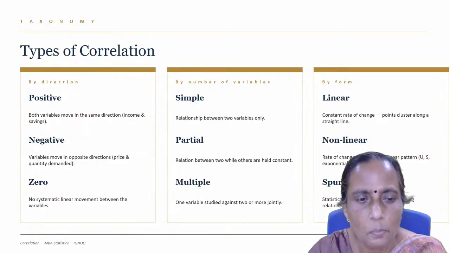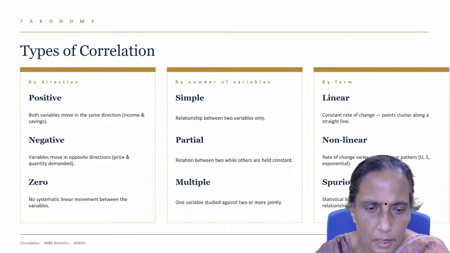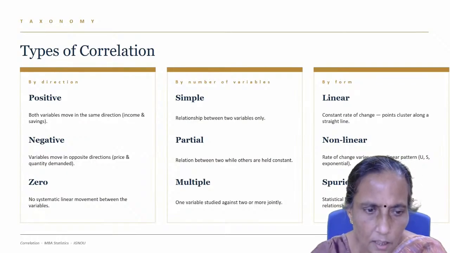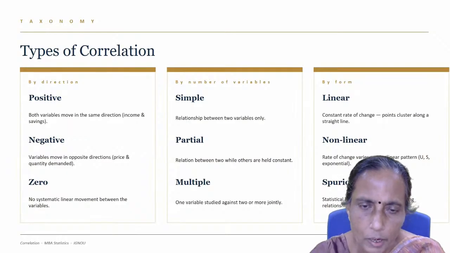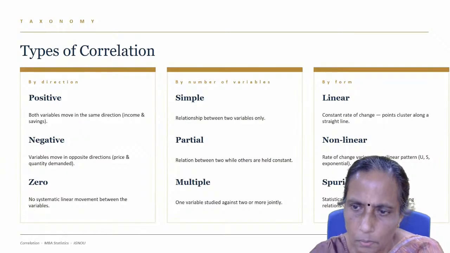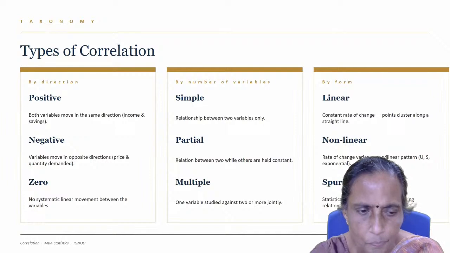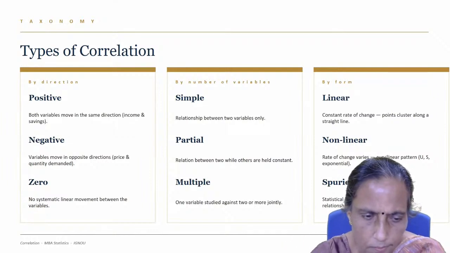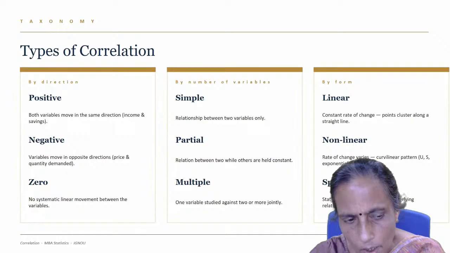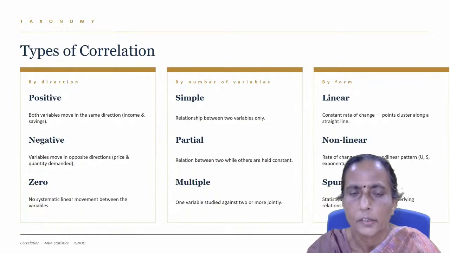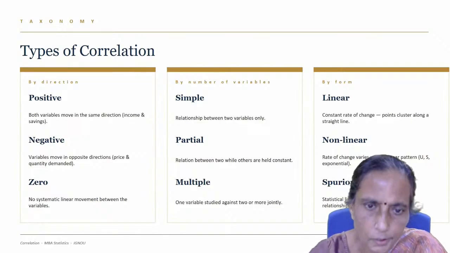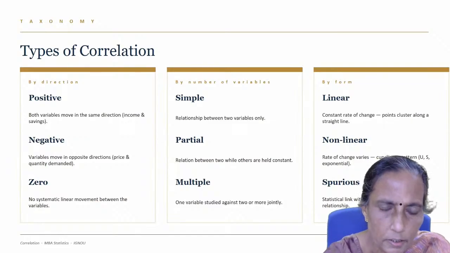Or that means if the price goes up, then the quantity demanded will be decreasing. In that case, the price and quantity demanded are negatively correlated. And zero means no systematic linear movement between the variables. Suppose two variables don't change or don't depend on each other. In that case, you may say they are not correlated with each other. Like the choice of clothes of two human beings that doesn't match, there is no correlation in that case.